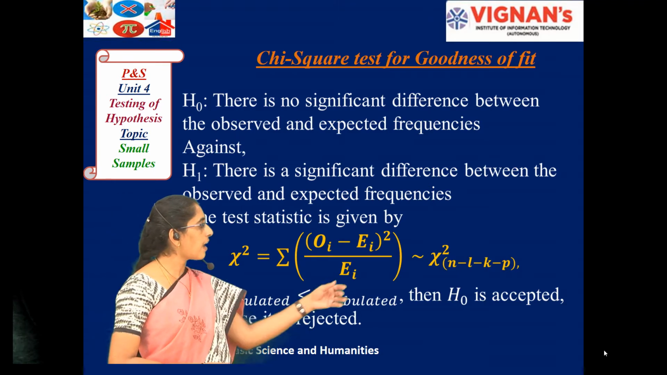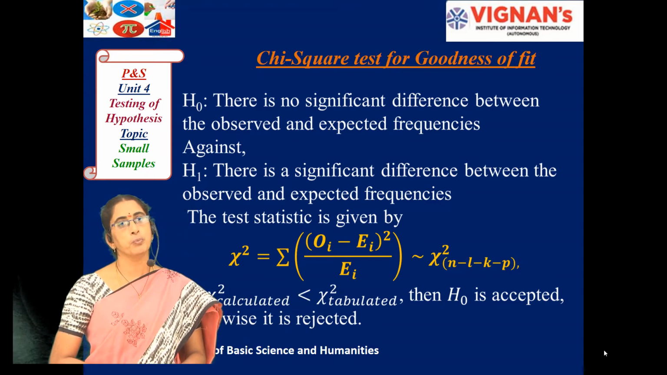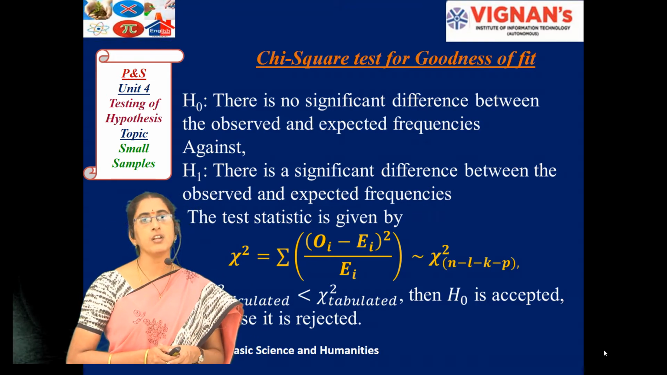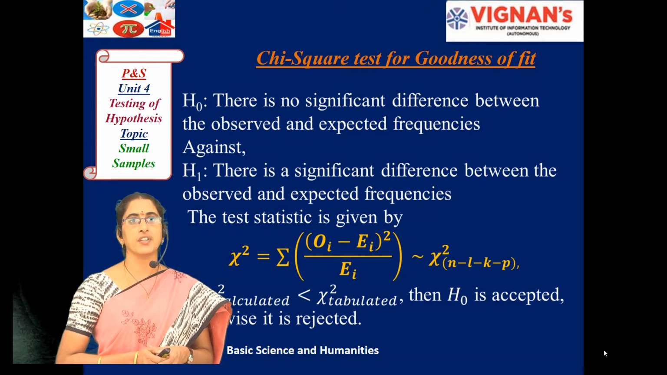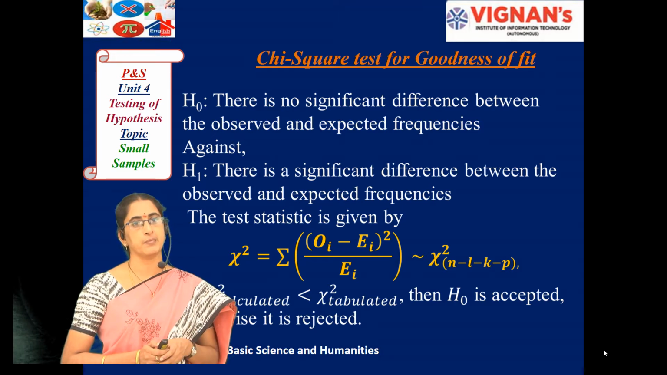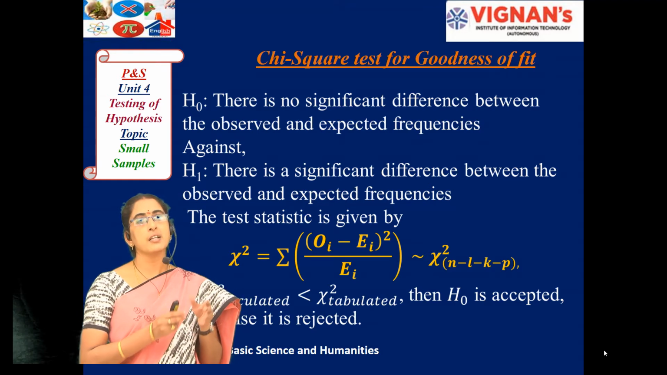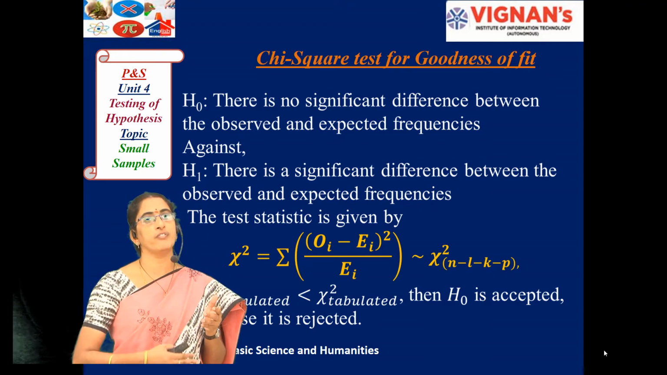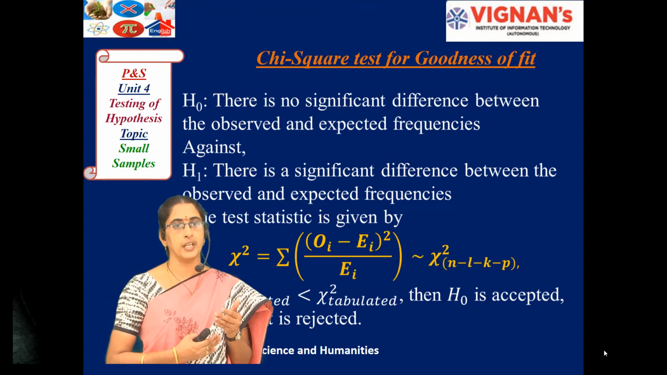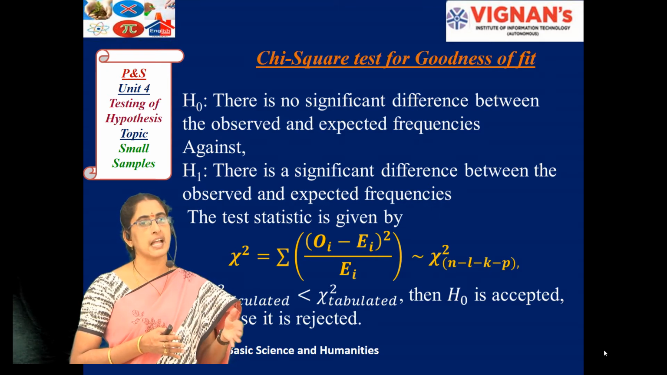Next comes the last one, p, which represents the number of degrees of freedom lost due to pooling. Whatever expected frequencies we obtain using either binomial or Poisson, all the expected frequencies must be equal to 5 or greater than 5. If any expected frequency is less than 5, then we have to add that particular frequency to the frequency above or below it. Whatever we add to the frequency above or below is called pooling. So finally, the p value represents the number of expected frequencies less than 5.